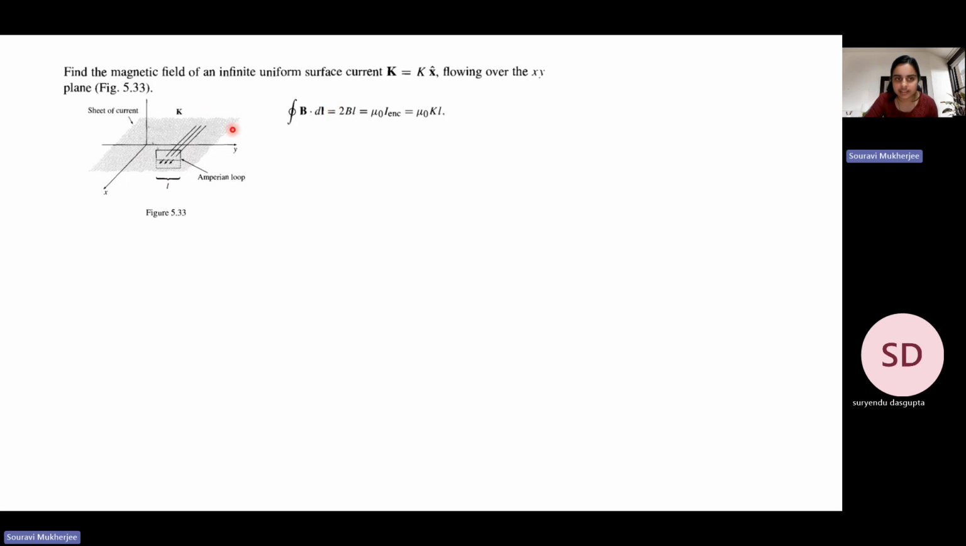And the left hand side, which is the line integral, is given as 2 into B into L, right? Because when you're doing a line integral, you have to take into account the magnetic field that is parallel to this element, so that only that term will survive. So you'll end up getting B into L and then again another B into L. So 2BL.